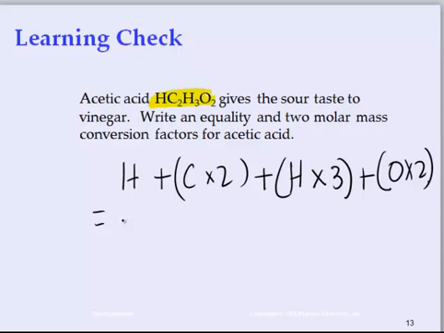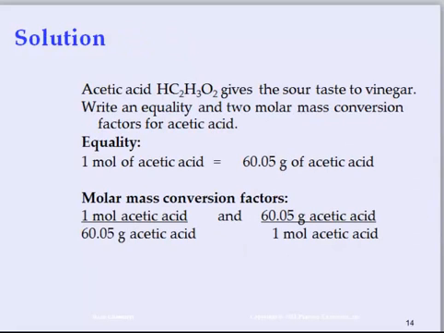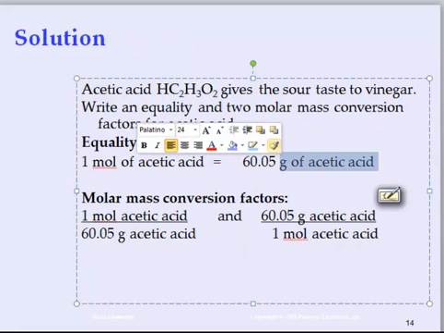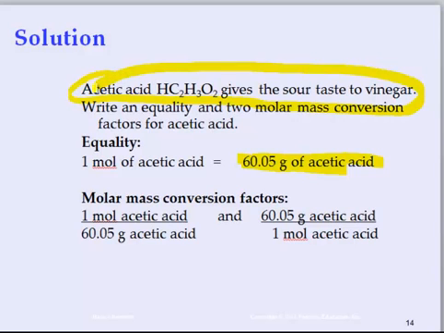molar mass. So hydrogen would be 1 plus carbon is 12 times 2 plus hydrogen would be 1 times 3 plus oxygen would be 16 times 2. And you add all these up and you should get the value of 60.05 grams of acetic acid. So this can now be worded as 1 mole of acetic acid is 60.05 grams.